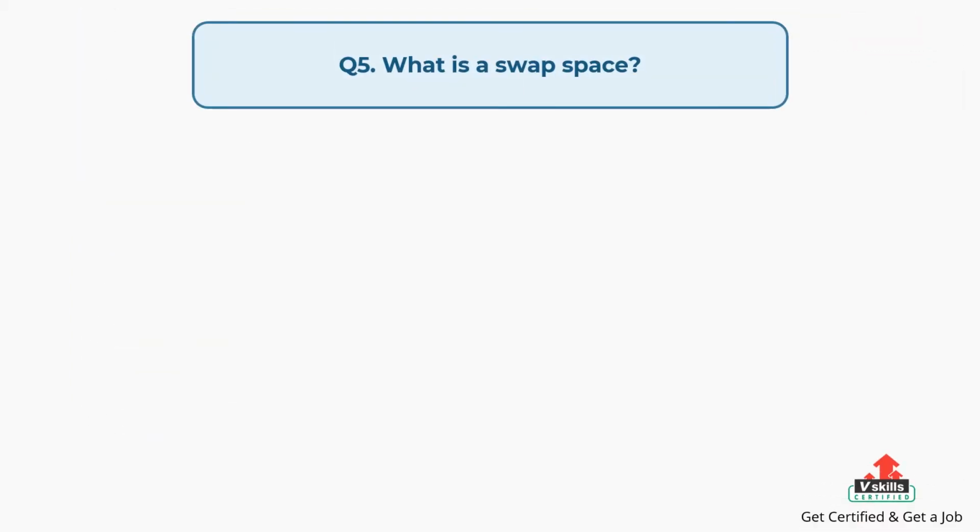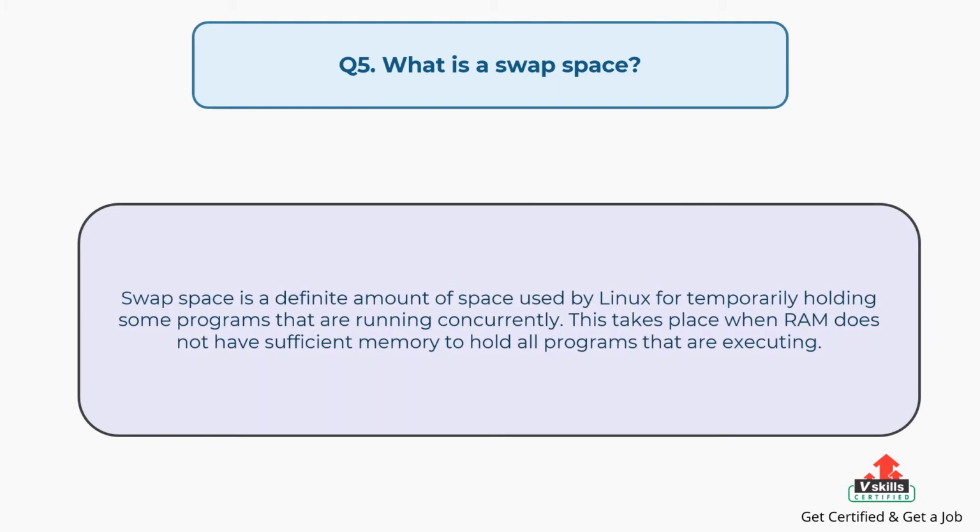Question number 5. What is a swap space? The answer is swap space is a definite amount of space used by Linux for temporarily holding some programs that are running concurrently. This takes place when RAM does not have sufficient memory to hold all programs that are executing.